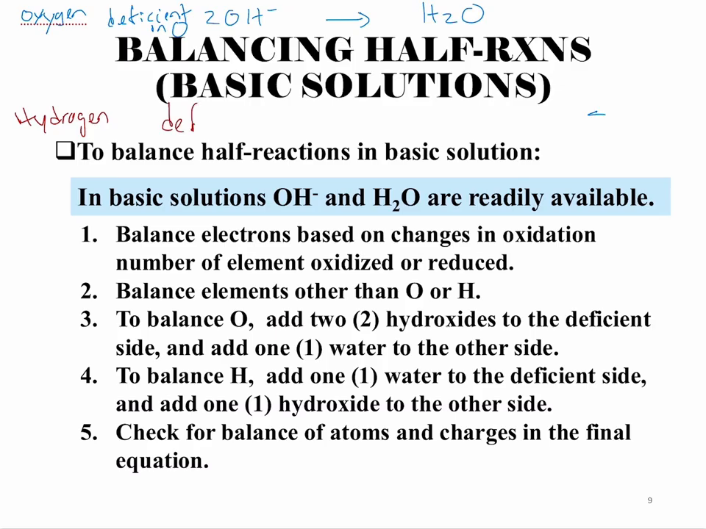if this is the deficient side, we add 1 water molecule to the deficient side, and then a hydroxide ion to the side that we're not adding any hydrogens to. The deficient side just means the side that needs hydrogens. Because now we have how many hydrogens on the left side? 2, and how many hydrogens on the right side? 1, which means that we've added a net 1 hydrogen to the reactant side here.